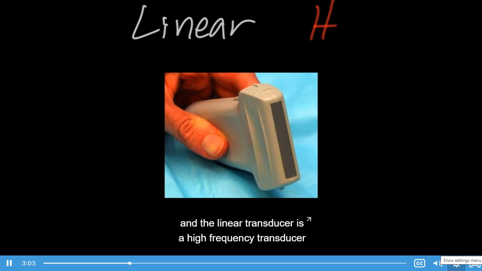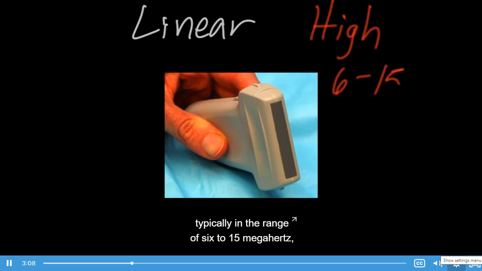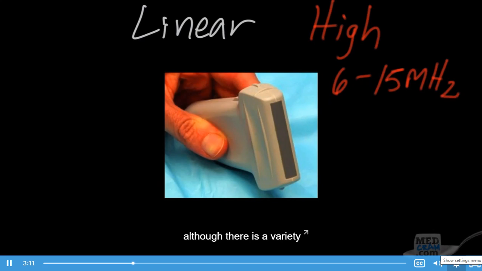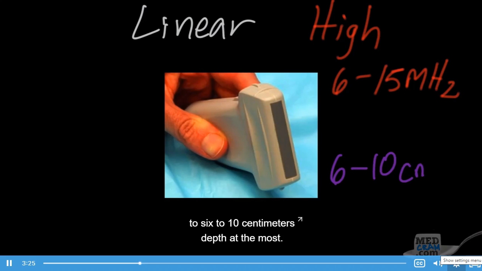And the linear transducer is a high frequency transducer, typically in the range of 6 to 15 megahertz, although there is a variety of frequency ranges in these transducers. And because the range of frequencies is high, it's good for imaging superficial structures. But it does not have good penetration, and typically will only penetrate to 6 to 10 centimeters depth at the most. Now, there'll be many different shapes of this transducer, like a hockey stick or this shape that you see here, but the footprint is always linear and flat.